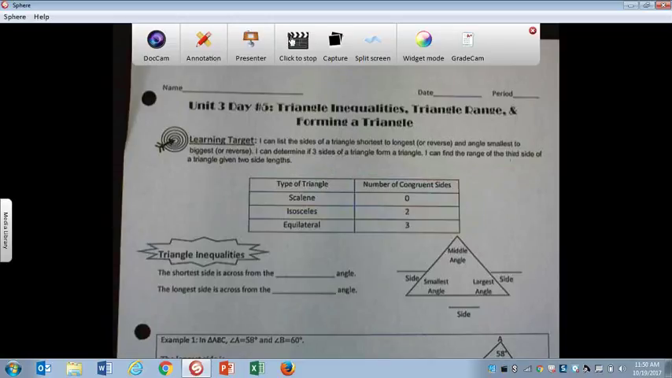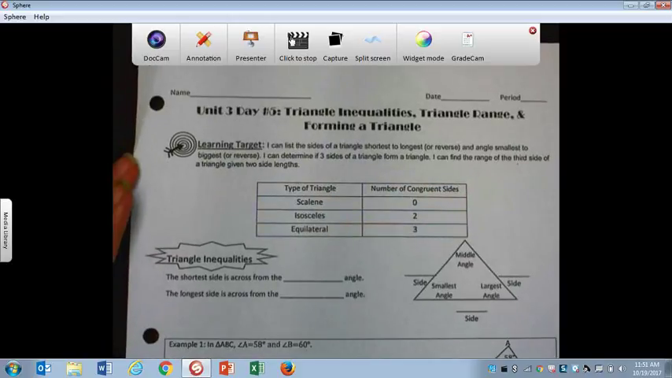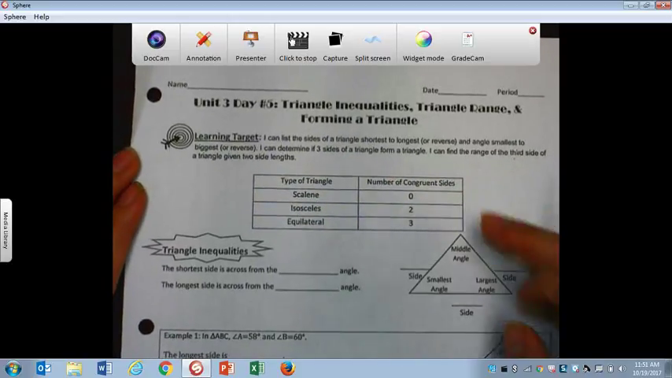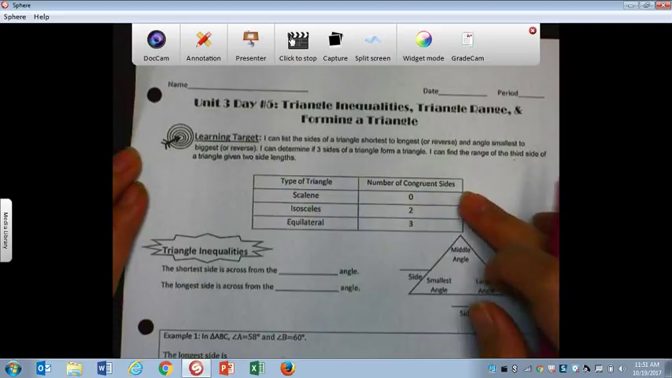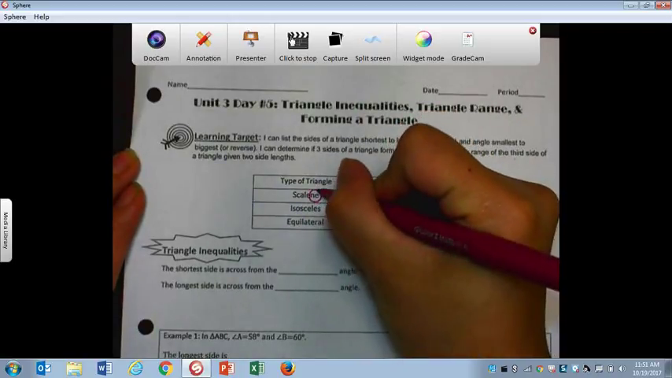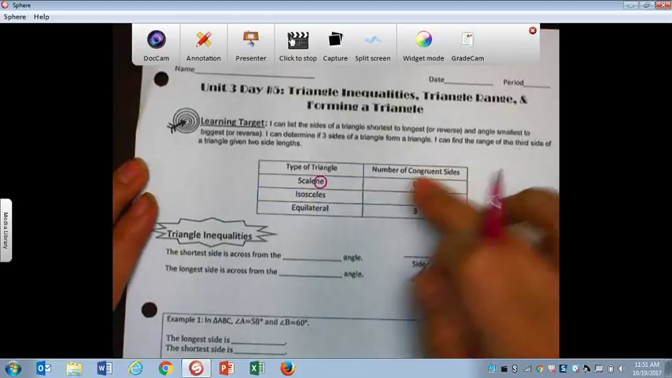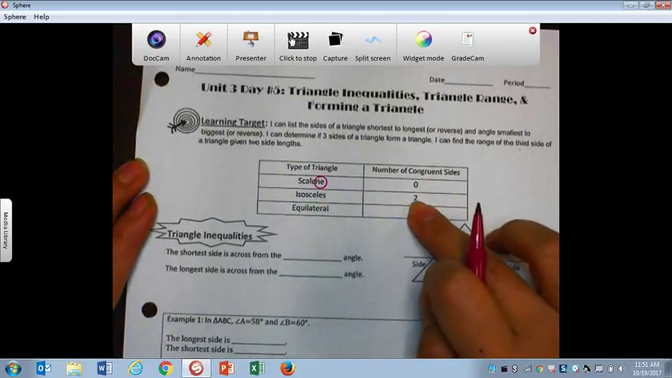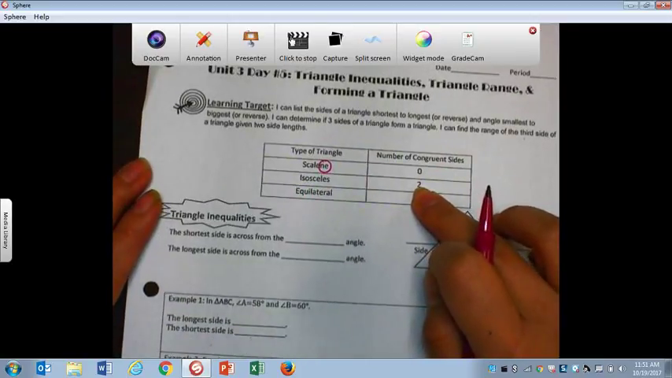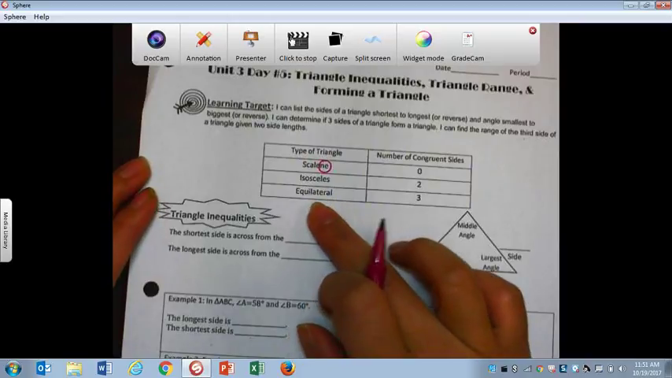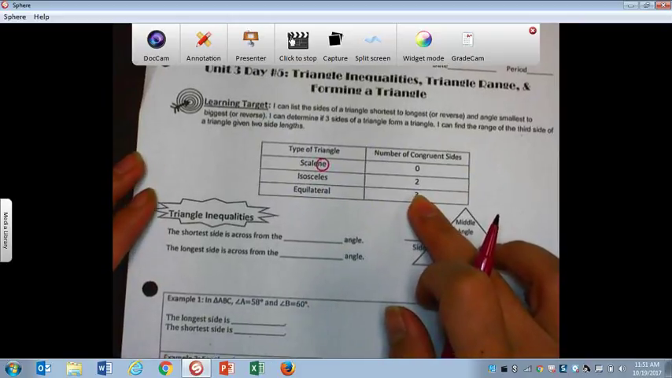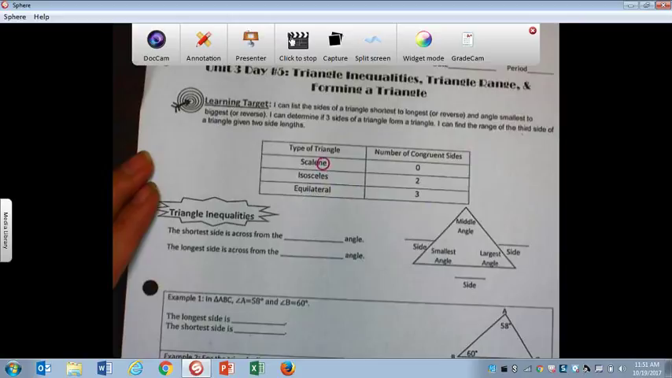Alright, so today we're doing Unit 3, Day 5: Triangle Inequalities, Triangle Range, and Forming a Triangle. Super easy stuff. The other day we learned that a scalene has no equal sides, so 0. Isosceles, you have two sides congruent and two angles congruent. Equilateral, you have three sides congruent, as well as three angles congruent.